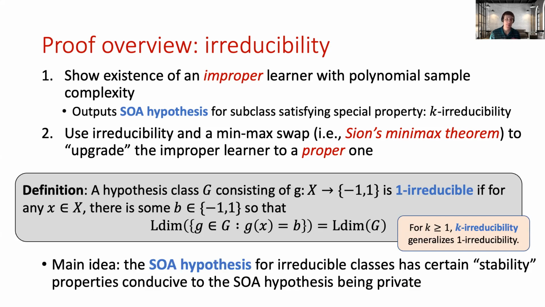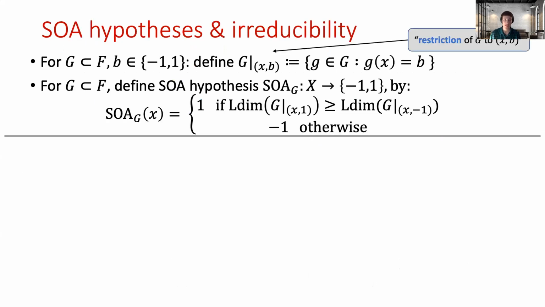And now the main idea behind irreducibility is that the SOA hypothesis, which I'll define shortly, corresponding to irreducible classes, has certain stability properties which are conducive to the SOA hypothesis being private. And so what this means is that we can output an SOA hypothesis, and outputting that will be private under certain assumptions, which we'll verify. Okay, so now we'll define SOA hypotheses.